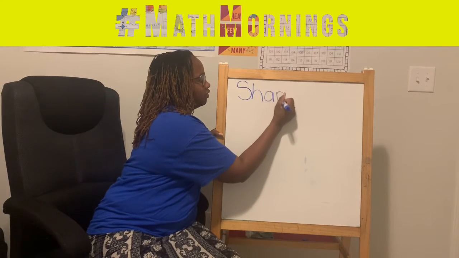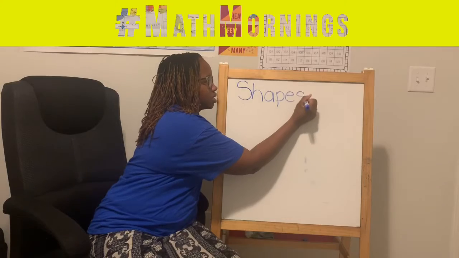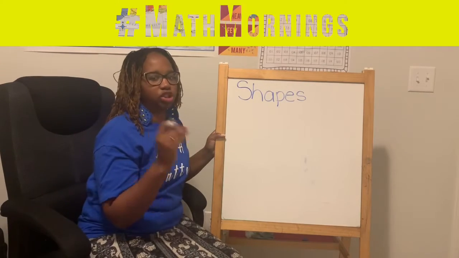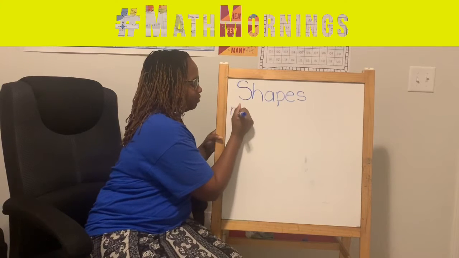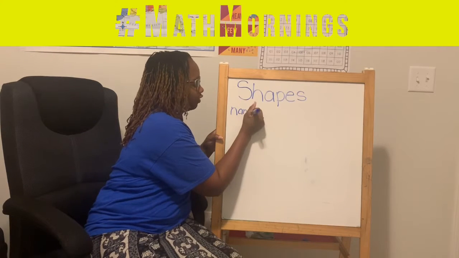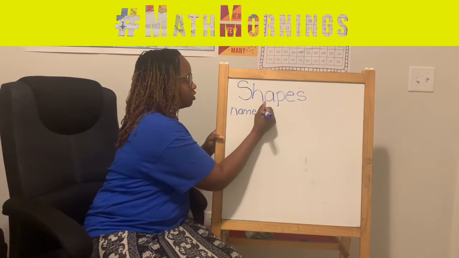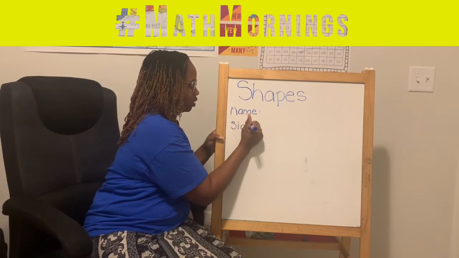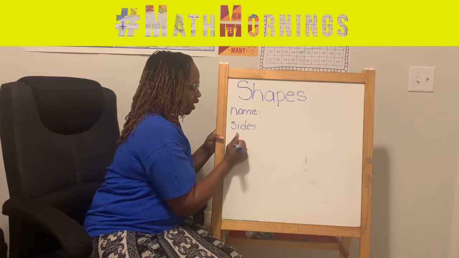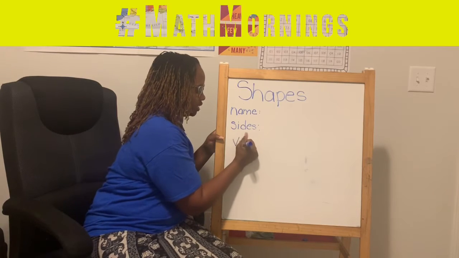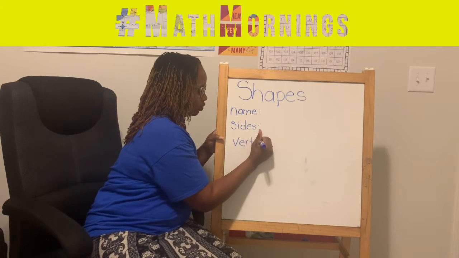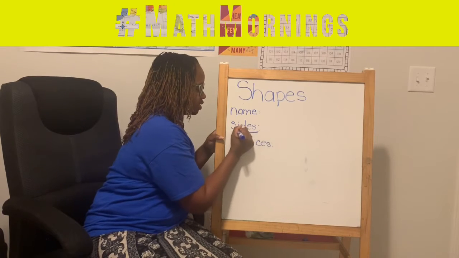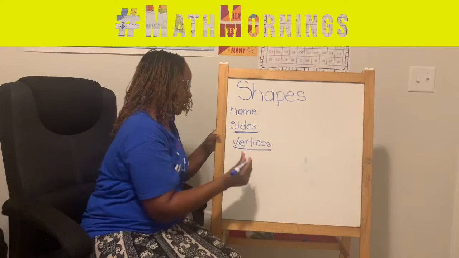So today I am talking to my kindergarten friends, and I want to talk to you about shapes. Some of these shapes you probably already know, some of them may be new to you, but I don't just want to talk about the name of the shape, which is very, very important. I also want to talk about the sides and something called the vertices.